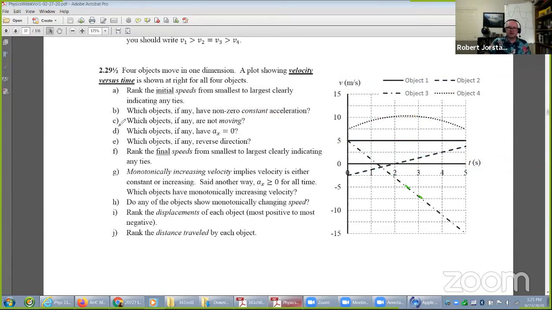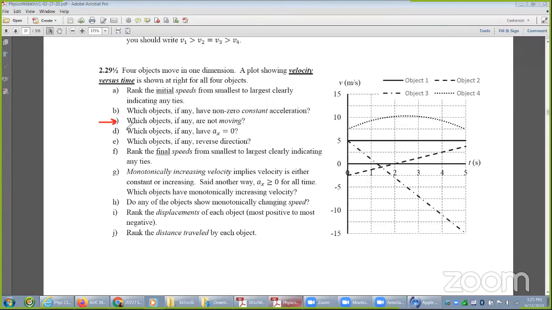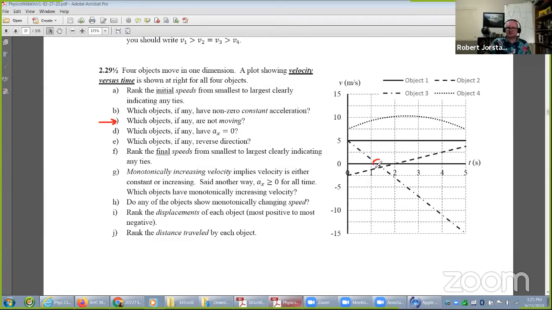Let's keep going. Which ones are not moving? They're all moving. Exactly. Obviously, at this split second and at this split second, these two stop. But this is not an XT plot. This is a VT plot. That's basically checking if you're paying attention to what type of plot. Which objects have acceleration equals 0? I think we already answered that.